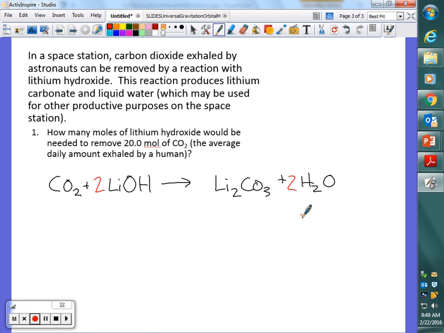Remember, save oxygen for last. Oxygen shows up in a bazillion things in this equation. Save it for last.